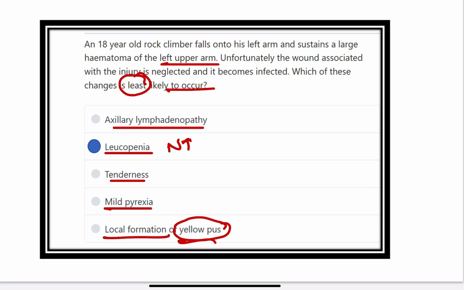So the only false option is leukopenia, which is reduced WBC. In case of acute inflammation, the WBC count is increased, not decreased.